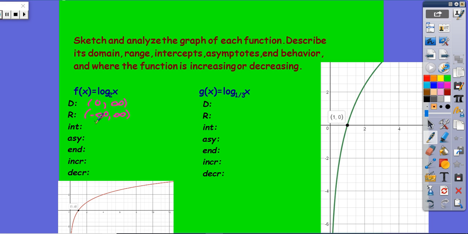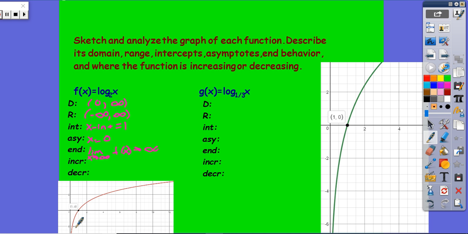Your intercept, there's only an x-intercept, there's not a y-intercept. So the x-intercept, you can tell it's at 1, 0. So your x-intercept equals 1. You have an asymptote at x equals 0, which is the y-axis. Your end behavior, first of all, you have the limit as x goes to positive infinity, that f of x is going to positive infinity, because as we go to the right, it's going up.